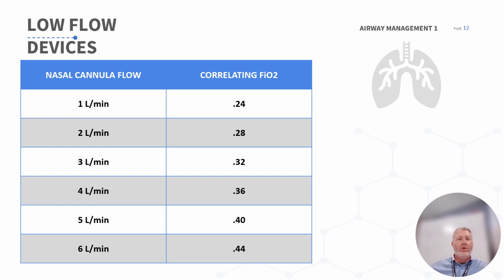Note that anytime you pipe O2 from the wall or from a tank, the amount of oxygen is pure, so 100%. So it's up to us to dilute it, and we do that with all of the devices that we have.